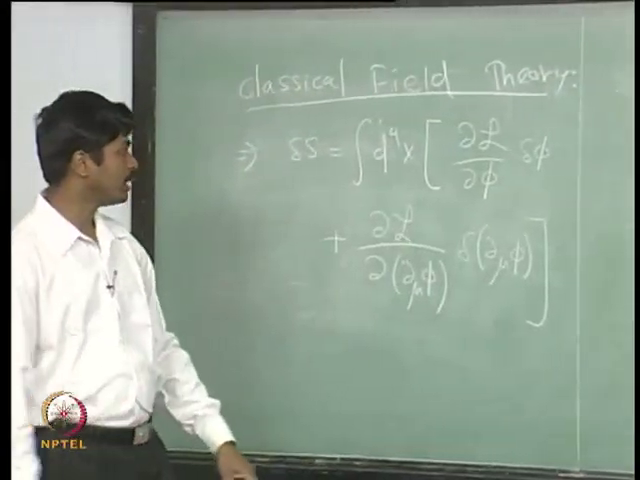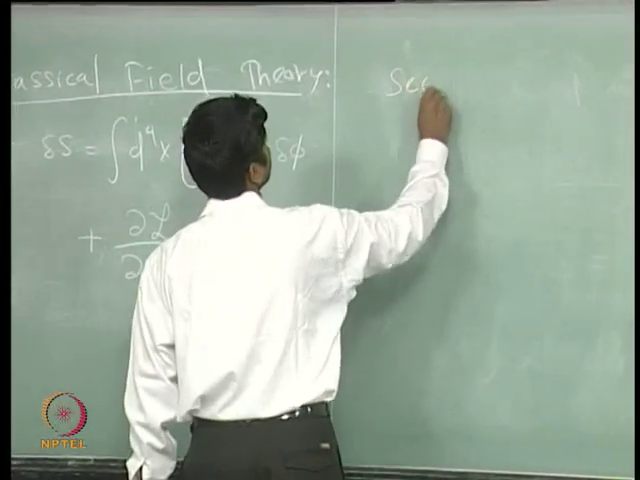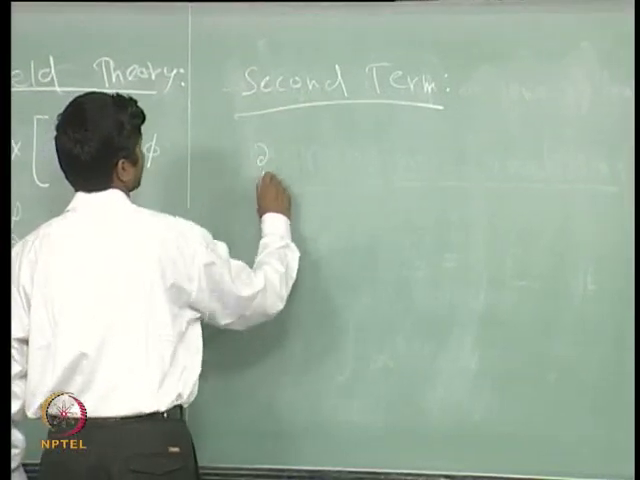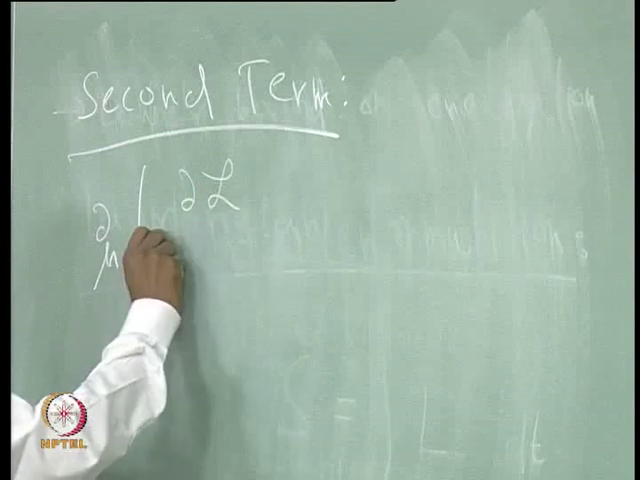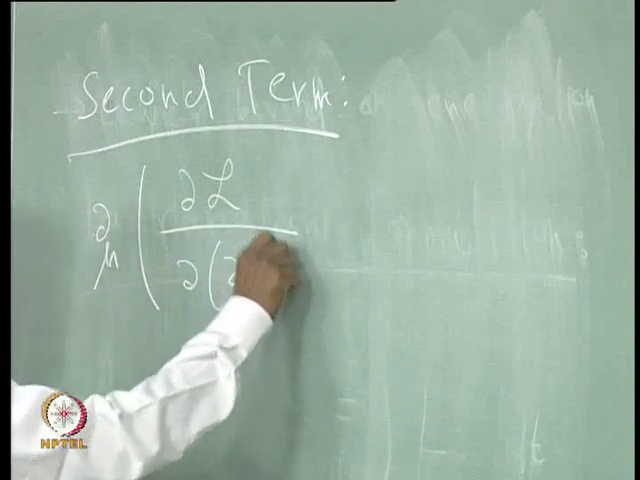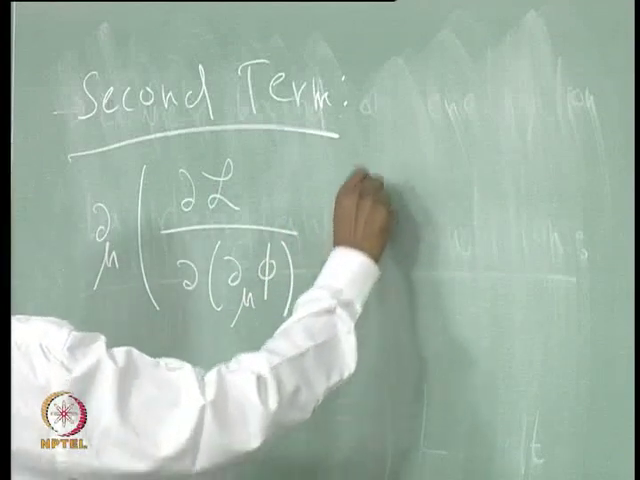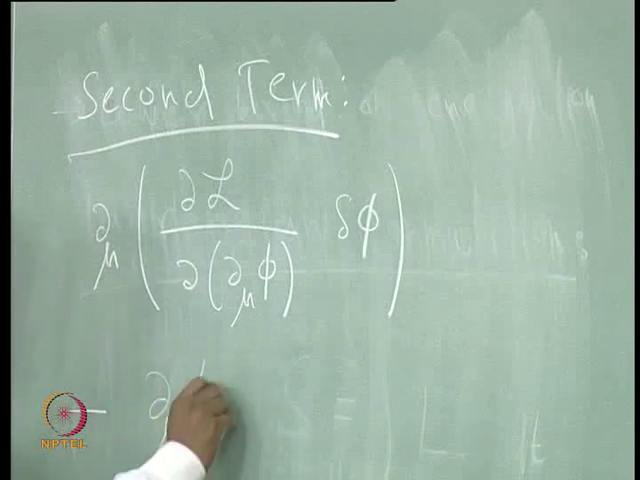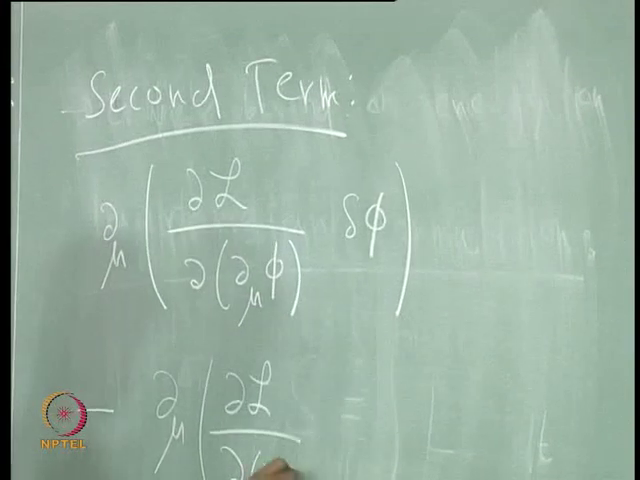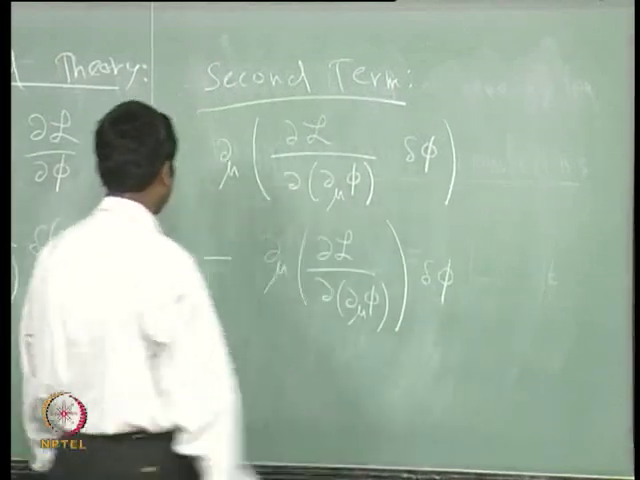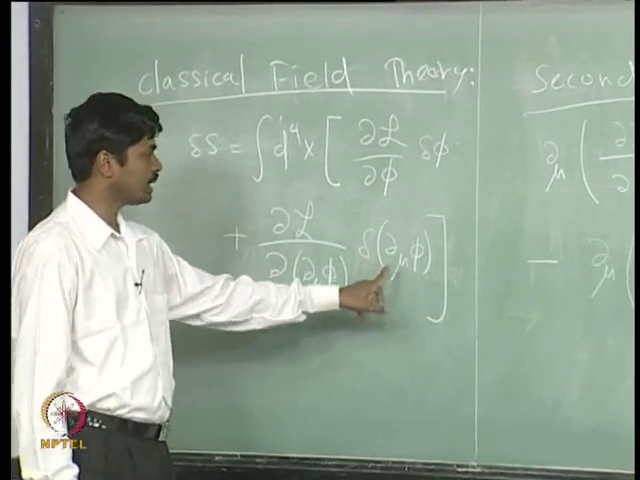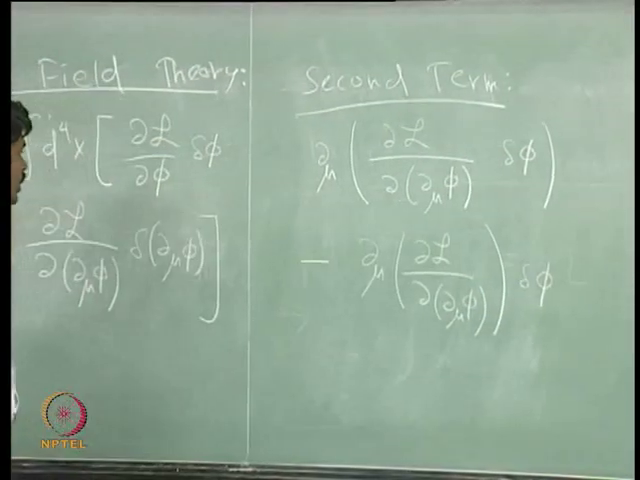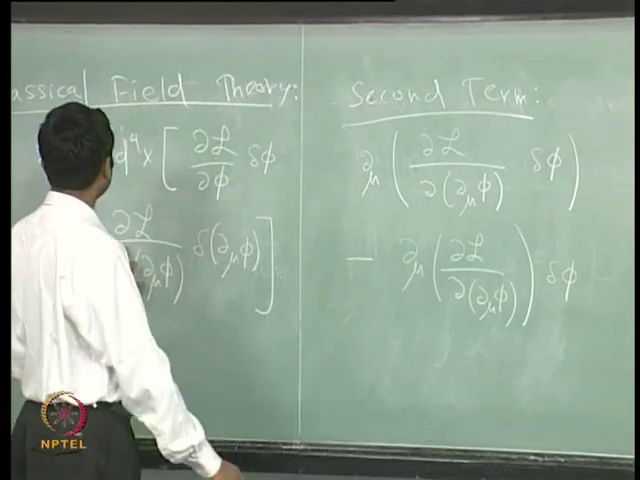So let us rewrite the second term here. You can see that the second term can actually be written as del mu of del L over del mu phi delta phi minus del mu of del L over del mu phi delta phi. Here I am assuming that this delta commutes with del mu, then you can write this term as a total derivative minus this term.